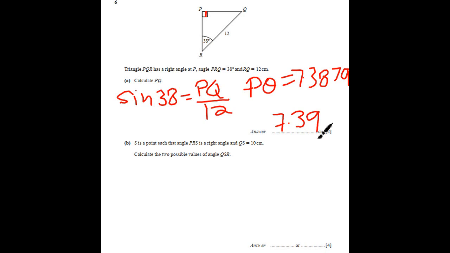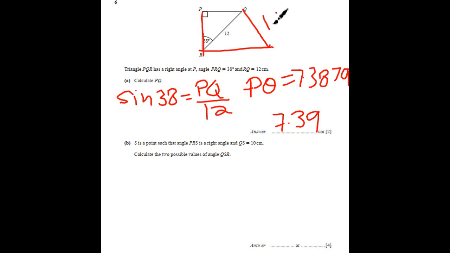Part B, S is a point such that angle PRS is a right angle. So angle PRS. The first confusion regarding this question is, should we make an angle like this for PRS or should we make an angle like this for PRS? I'm going to use the second option and I'll tell you why a little bit later. So PRS is a right angle, so that means S is somewhere over here, and then QS is 10.